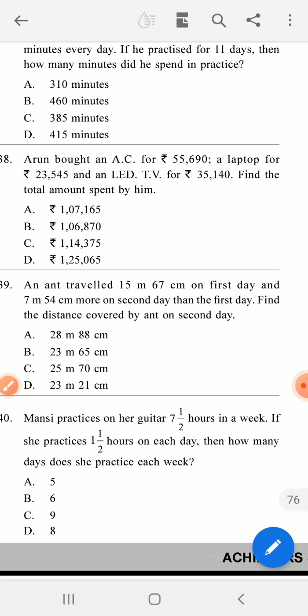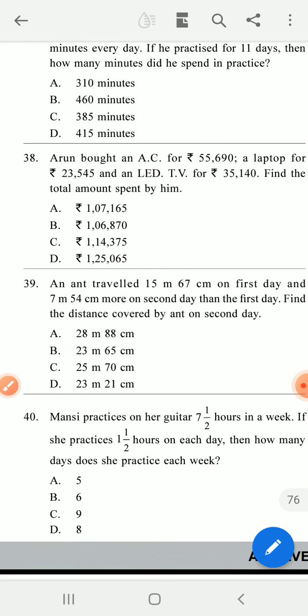Arun bought an AC for this much money, a laptop for this money, and an LED TV for this. Find the total amount. Do addition. Question 38, C is the answer.